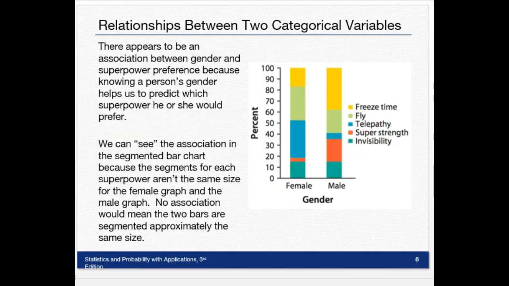So looking at this again, remember the gender versus percentage. We can see that there's an association between gender and superpower because the width of, for instance, the green is different for males and females. The width of the blue is different for females and males. And the red, it's different. So that indicates there is an association between gender and preferred superpower. Now, let's try an example.